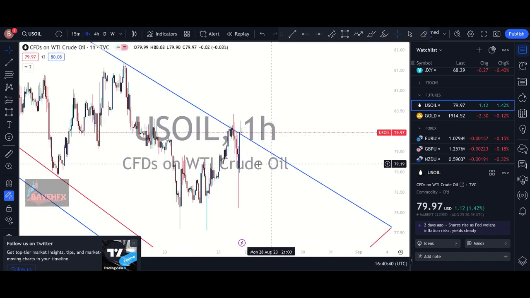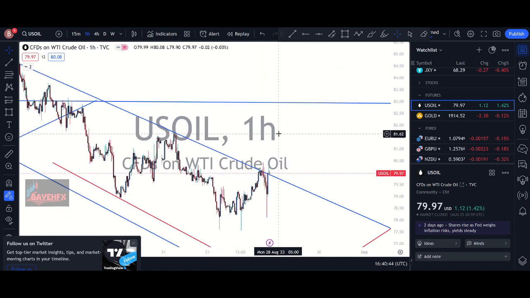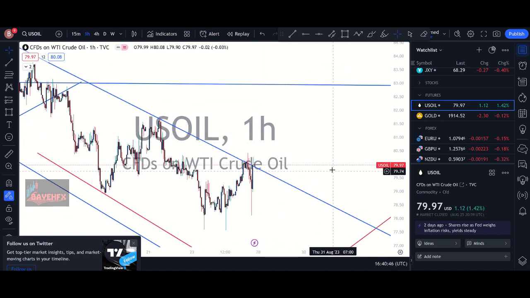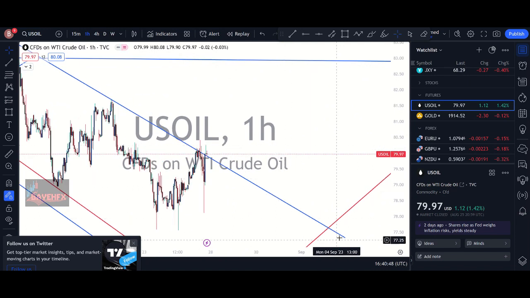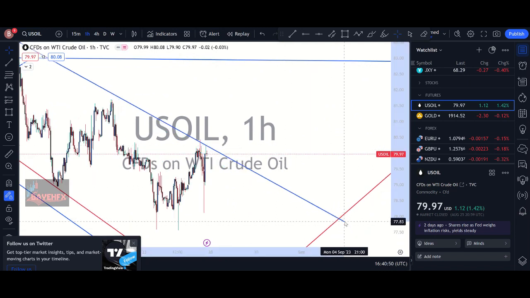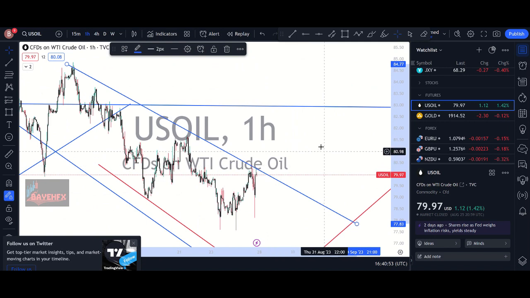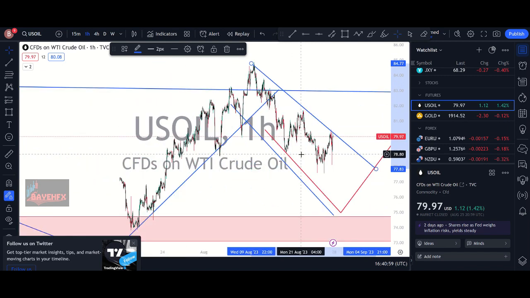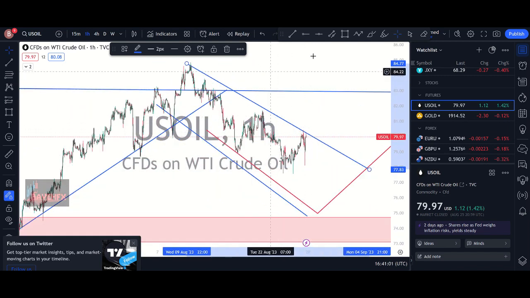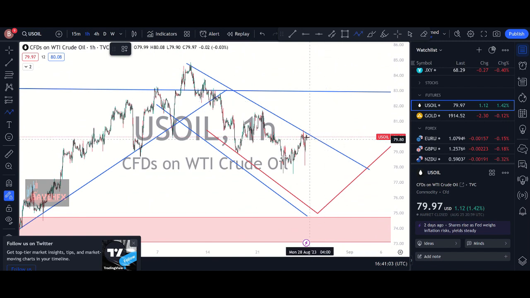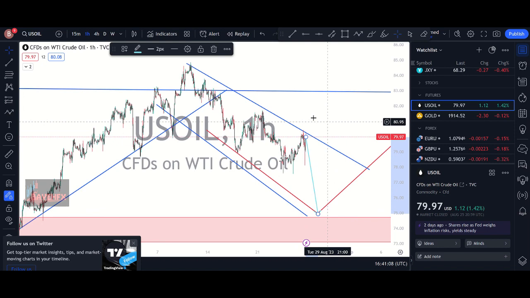You can see a nice double top here, right? A nice double top here on US oil. A nice double top there. So we're going to adjust it and then we'll be looking for more possible entries from that particular zone. So that's it for the US oil. We're still looking for a more bearish push, a bearish push to the side and then a nice breakout to the upside.